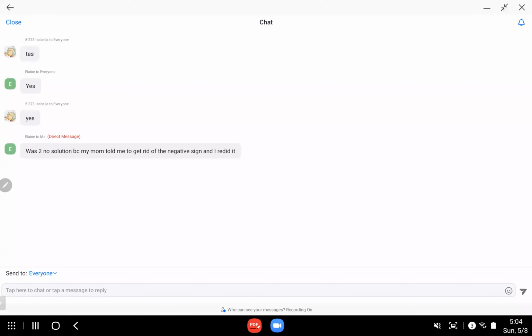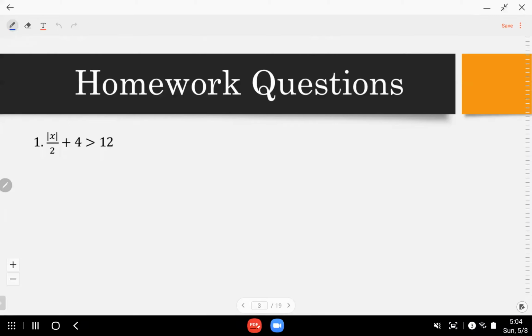Oh, was 2 no solution? Your mom told you to get rid of the negative sign, and you redid it. Oh yes, 2 was supposed to be no solution. I specifically made it no solution, because we talk about those 4 cases: no solution, all real solutions, case 1, case 2. So I purposely made it no solution. But if you got rid of the negative sign, that's okay too. I just wanted you to get used to the no solution and the all real solutions.